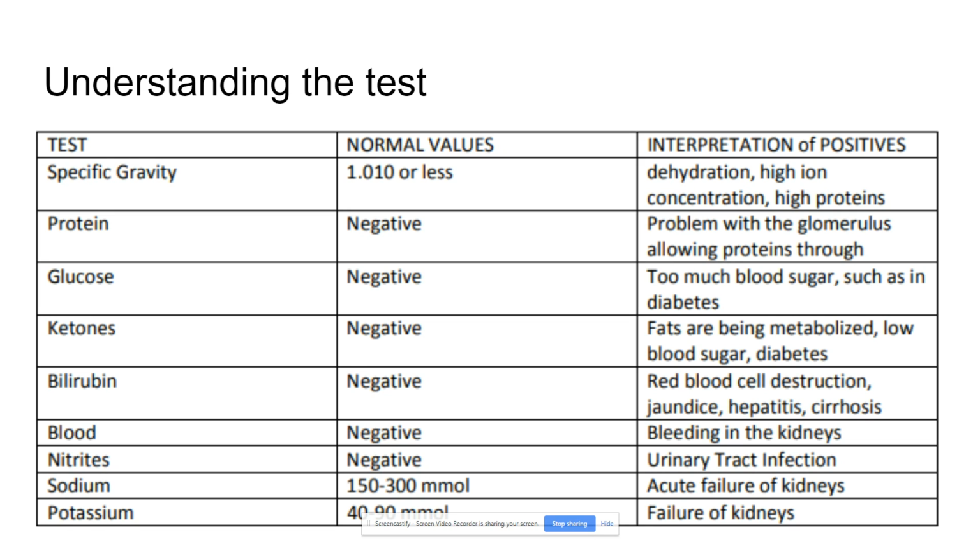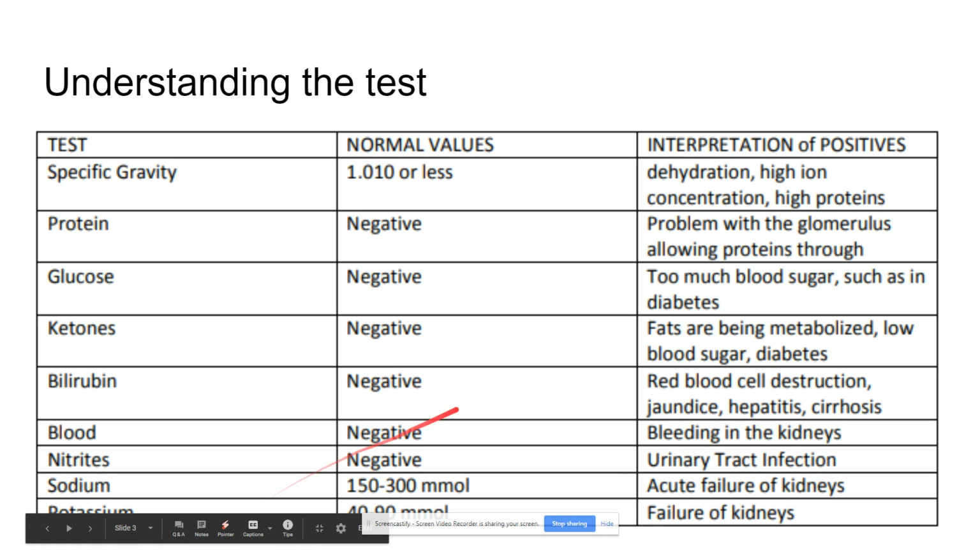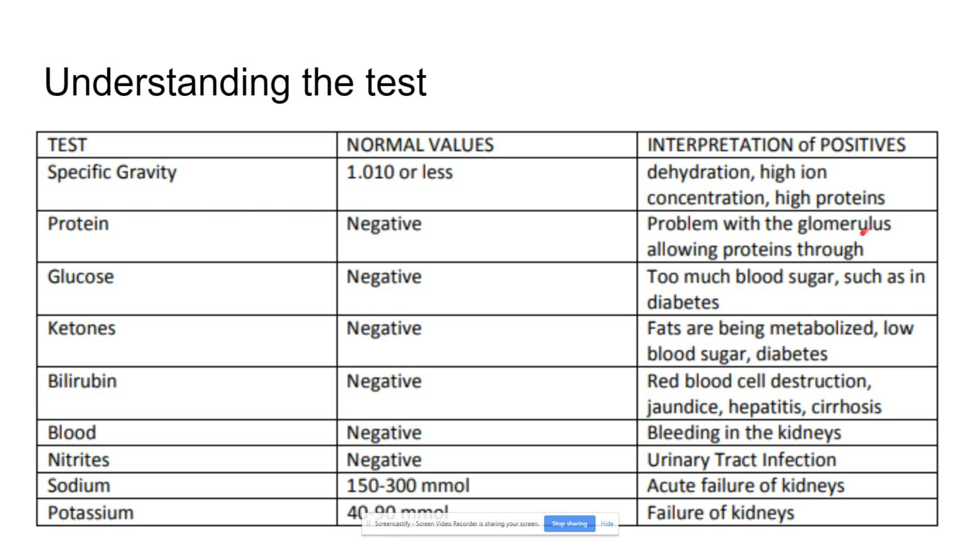And so when we're looking at the protein, for example, a normal value would be a negative, but sometimes, let's say you get a positive, well, what does that even mean? And so it's shown right here. Let's see, can I get a pointer? Yes, I can. Okay, so there must be a problem with the glomerulus that are allowing proteins through. Okay, so that'd be an indication there of that. If we need to, make sure you review what the glomerulus is. Glucose, this could be diabetes right there, or just too much sugar.